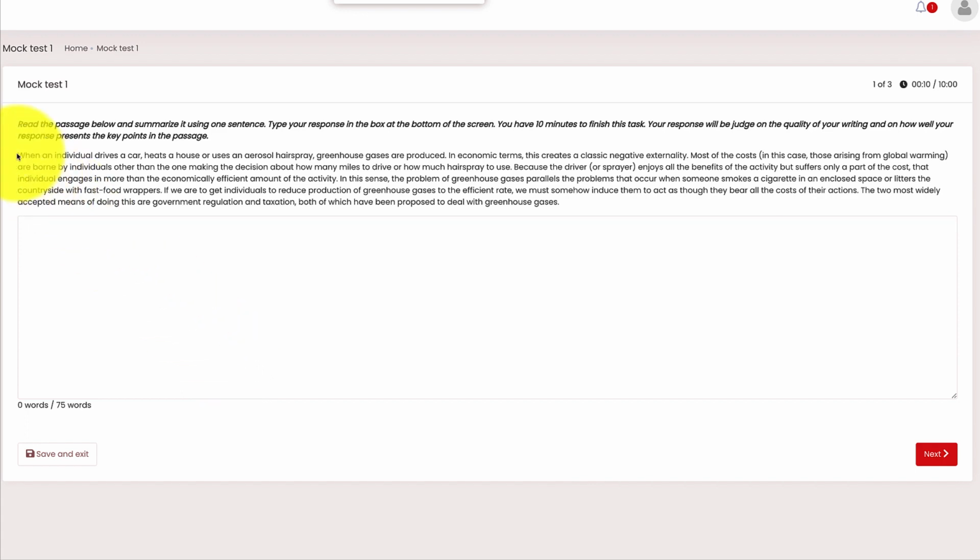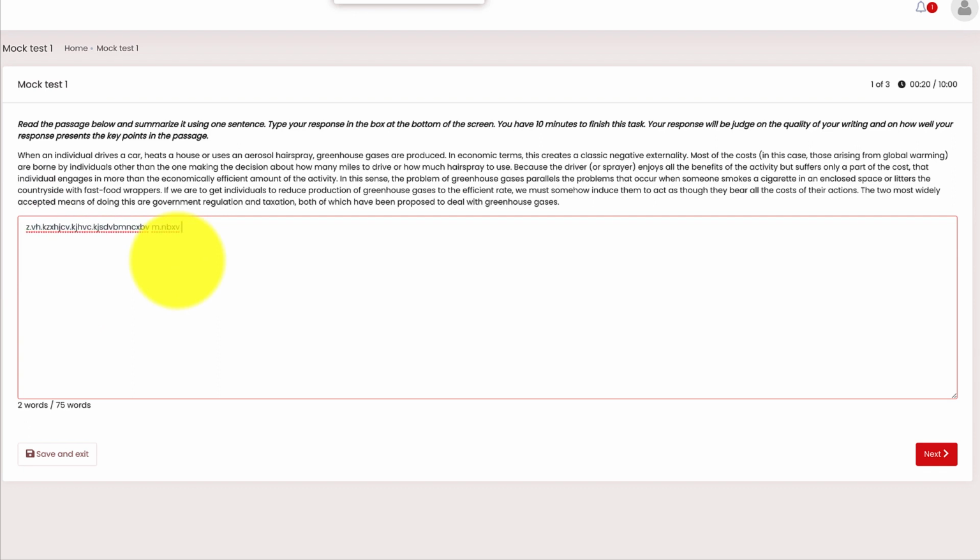This one is called summarize written text. So there is a written text here. Your job is to summarize this text, for which you have to write a summary here in this text box. Okay, the summarize written text is a test of reading and writing, because you read the text and you write your summary. So you can see these are two skills involved. So it's a test of reading and writing. And you get 2 or 3 questions of summarize written text.